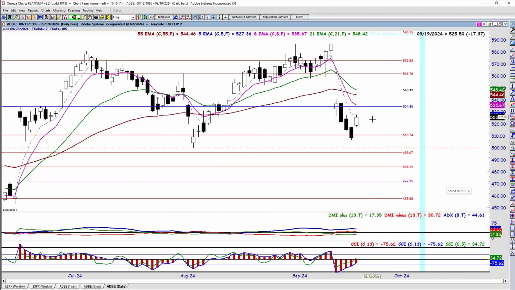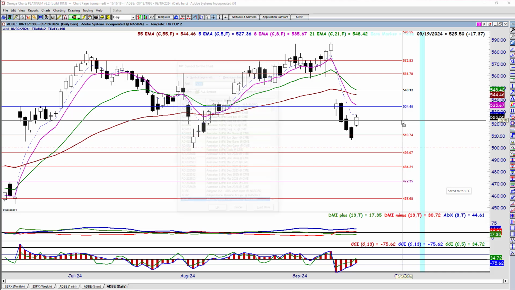Right? So Adobe gapped up, middle of nowhere, no trade setup at all. So nothing happened on this one. This was a no trade. Right? Then we had Costco.